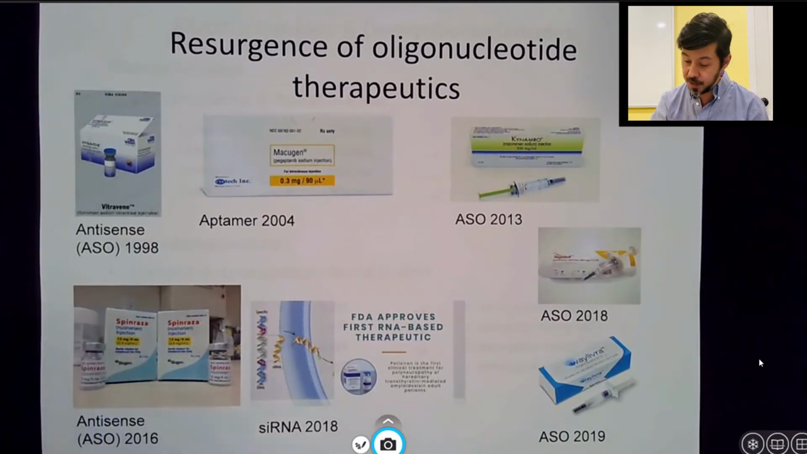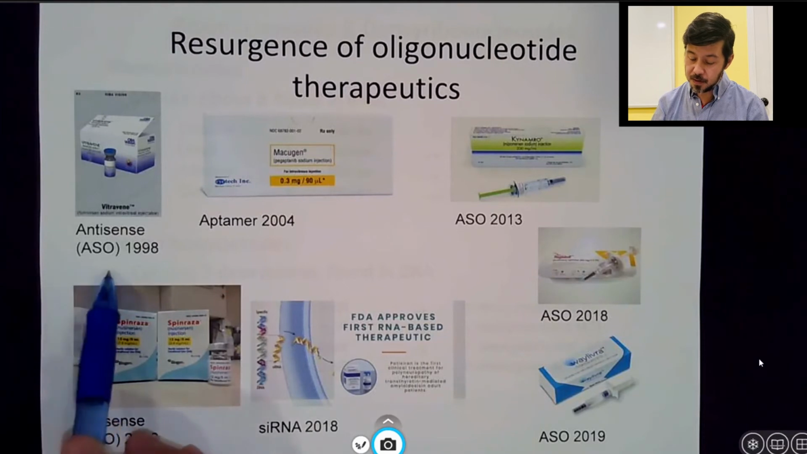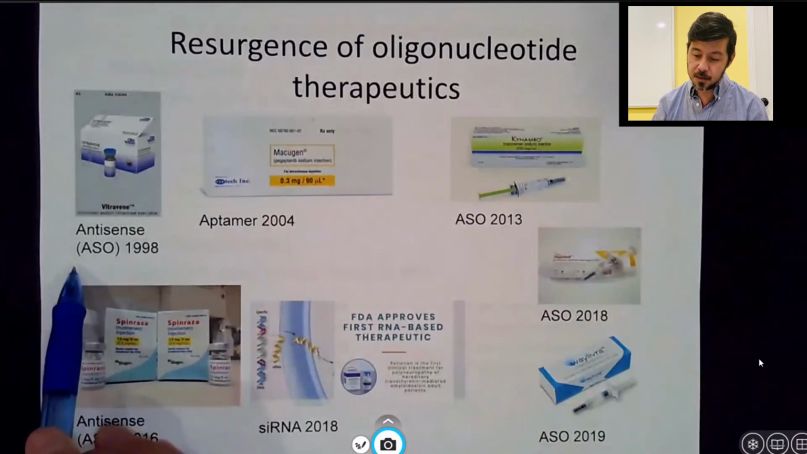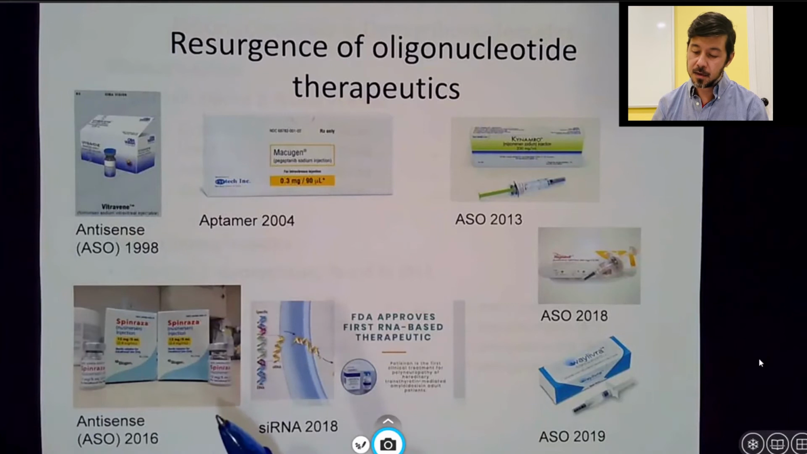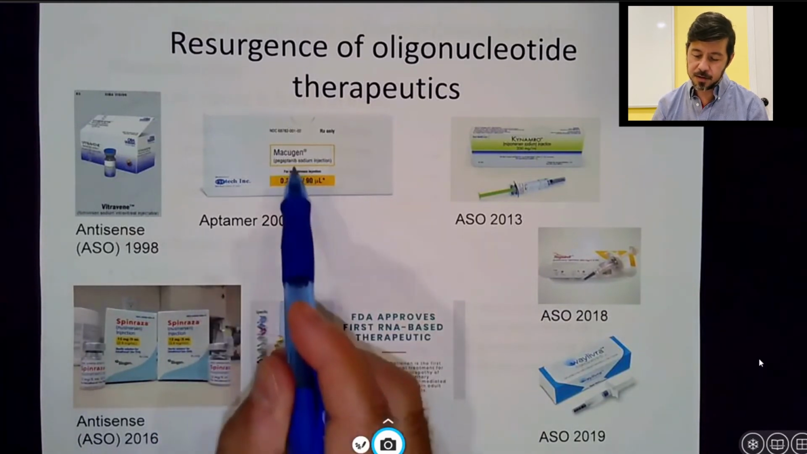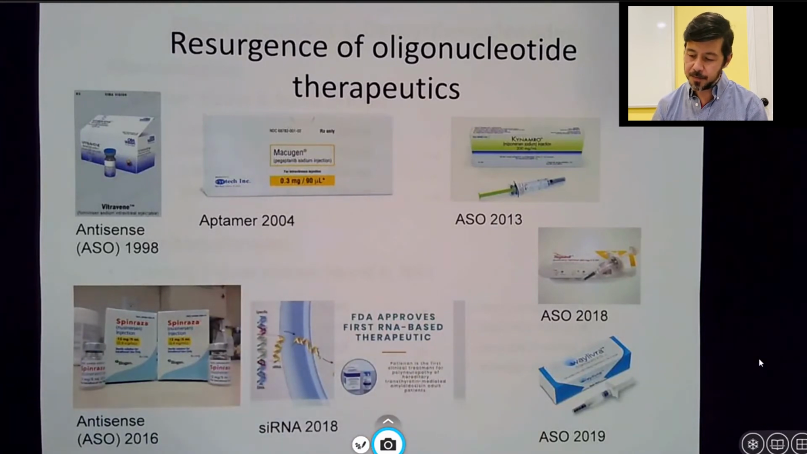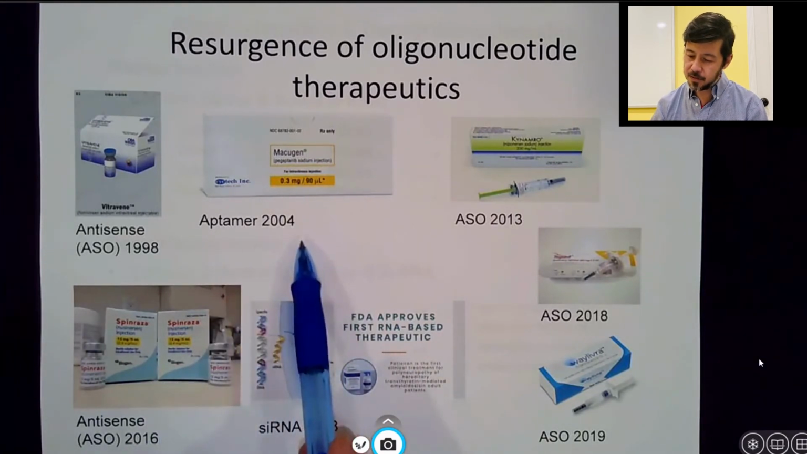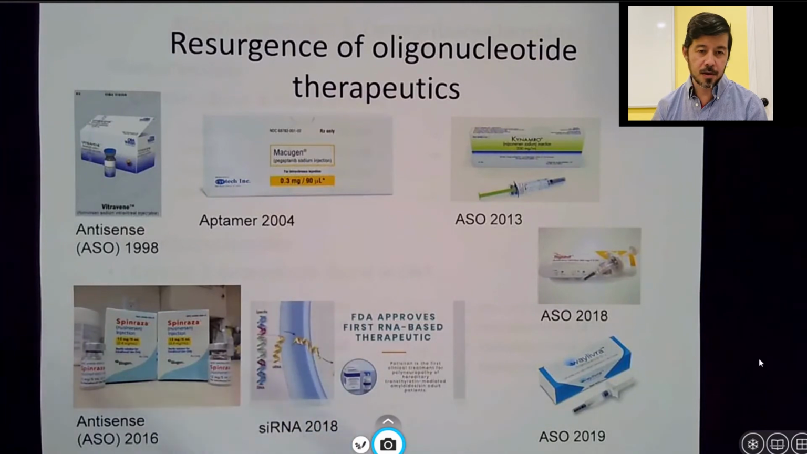I'll just highlight a few here. In the late 90s, there was an antisense oligonucleotide called Vitravine that targets a specific virus in the eye. That was FDA approved. There's a few other oligonucleotides. One is an aptamer that targets a specific protein called VEGF. But you can see that after 2004, there really wasn't a lot in the oligonucleotide therapeutic landscape.